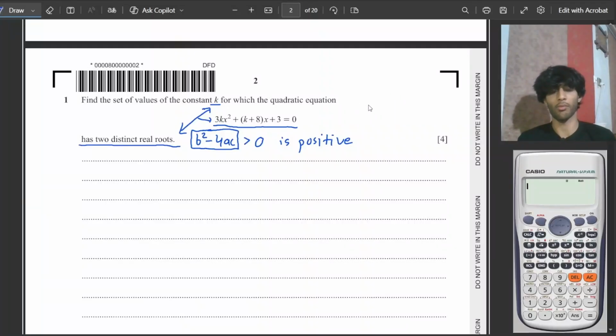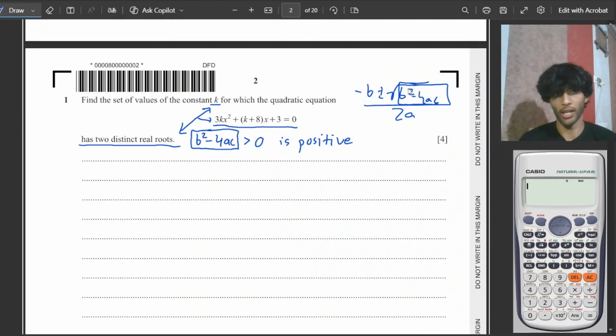This discriminant comes from the quadratic formula, which is minus b plus minus under root b squared minus 4ac over 2a. So it's the part inside your square root. Okay, so we know that this discriminant has to be positive. We know that we have a quadratic equation, and the quadratic equation has a constant k, so we have to find the values of k. This formula doesn't have k, it's b squared minus 4ac. We're supposed to find k. So how do we do that?